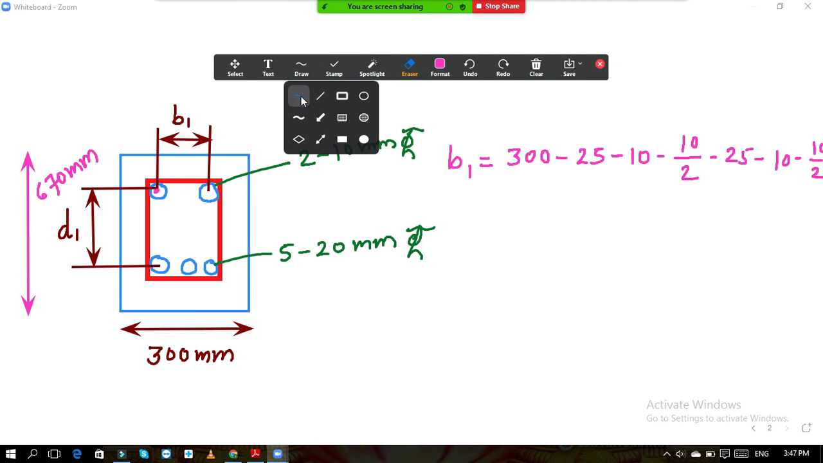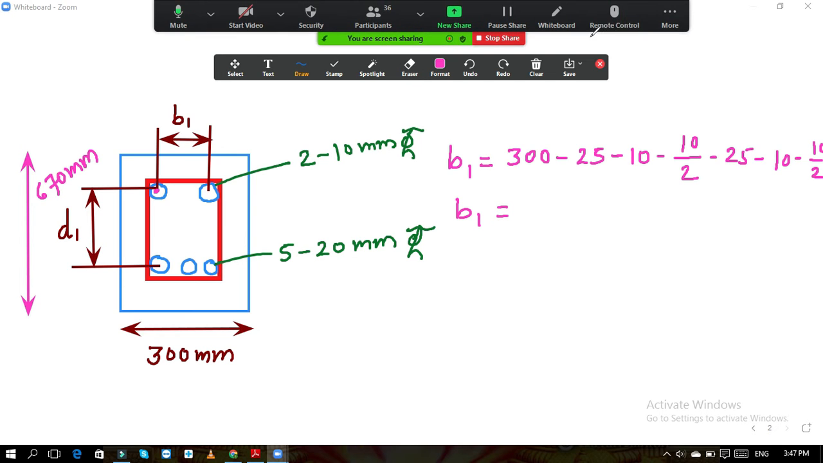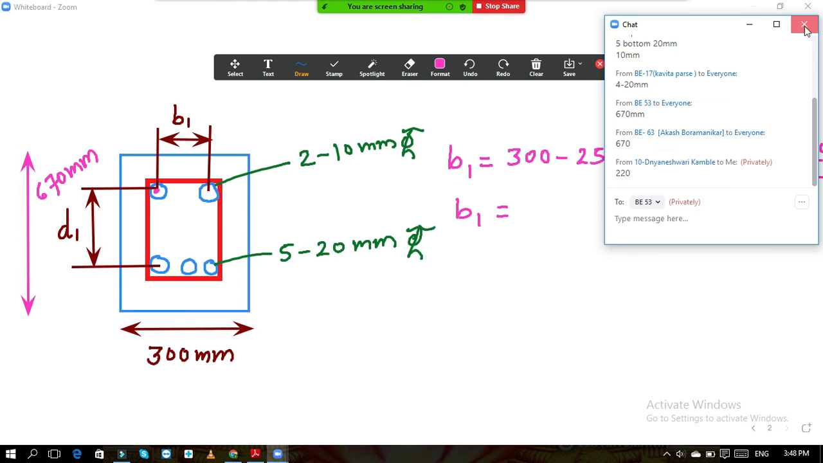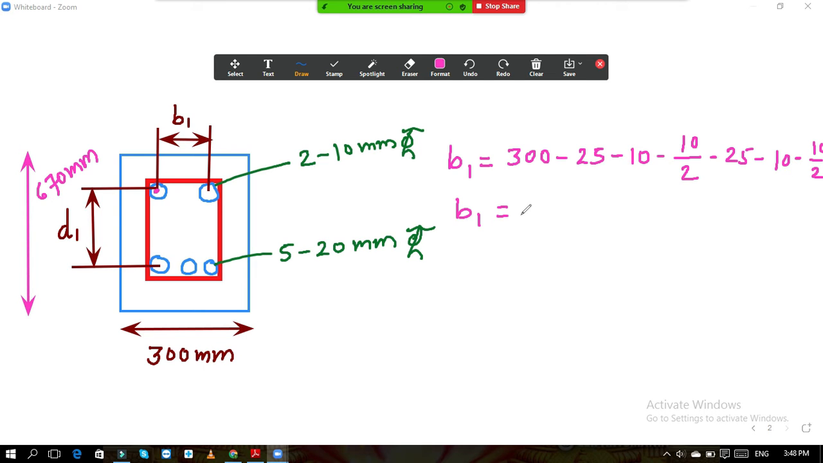What is the value? So B1 is equal to 220 mm. 220 mm is the value of B1. After that we will calculate D1. So D1 is equal to, now this vertical distance we should consider.